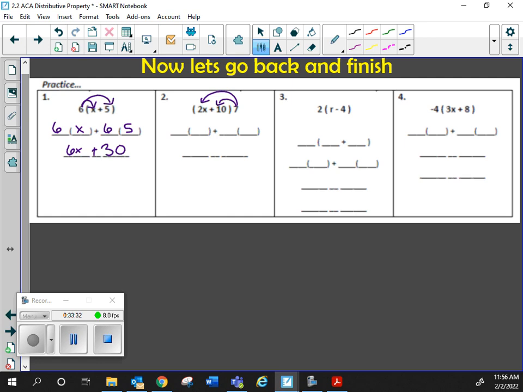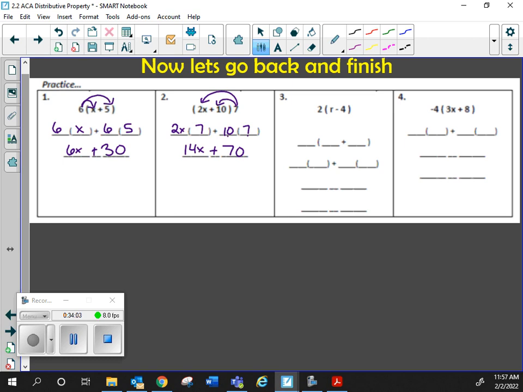Okay, so this first one is going to be 2x times 7 plus 10 times 7. And again, you can switch that because it's multiplication. 2x times 7, 14x plus 70, because it's 10 times 7.